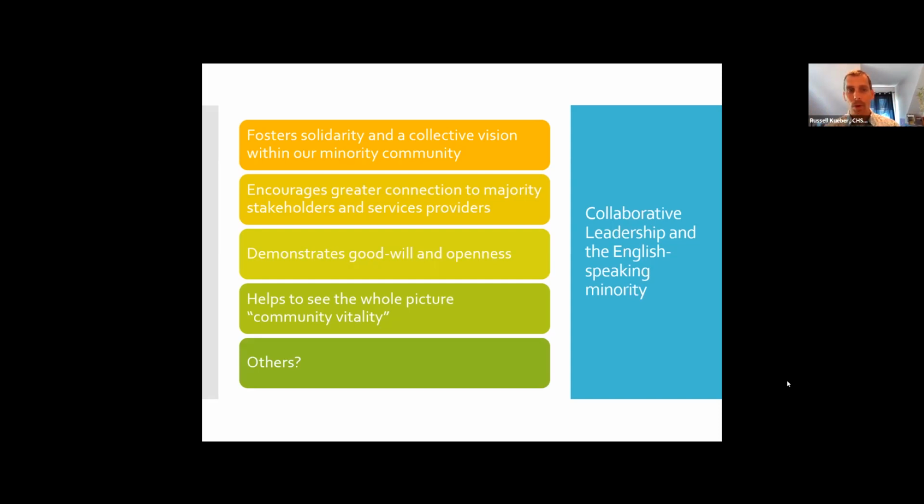Obviously, it leads to that fourth one where it helps us see the whole picture of community vitality. We talked about that a little bit earlier around looking at a whole systems or a systemic viewpoint. I think we've all been in situations where we're sitting around a table having discussions with organizations and individuals that come from different sectors, and they share their point of view. Our ability to collaborate and listen to them helps us slowly be able to see some of the other pressures, some of the other issues that we may not be integrating into our approach.